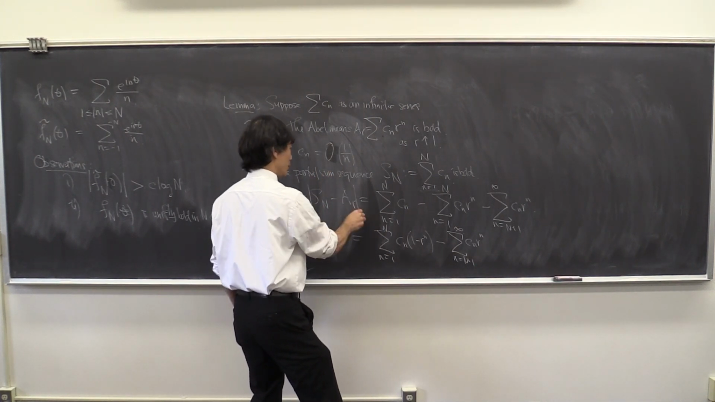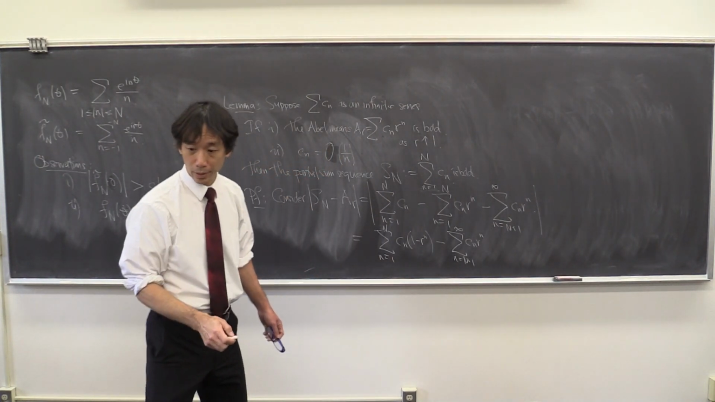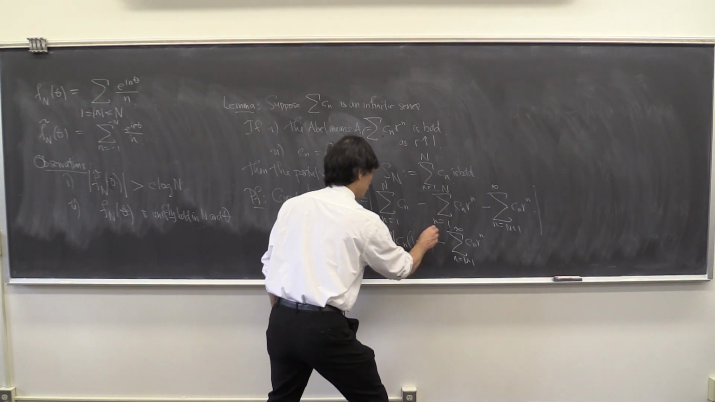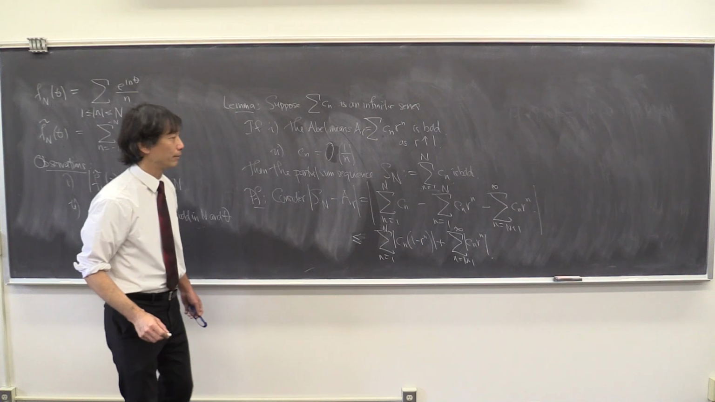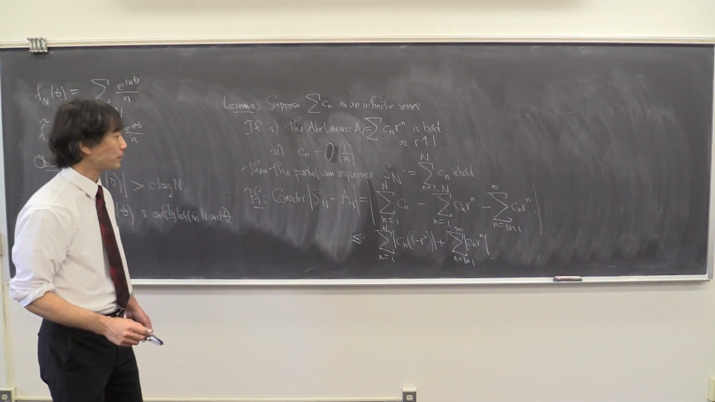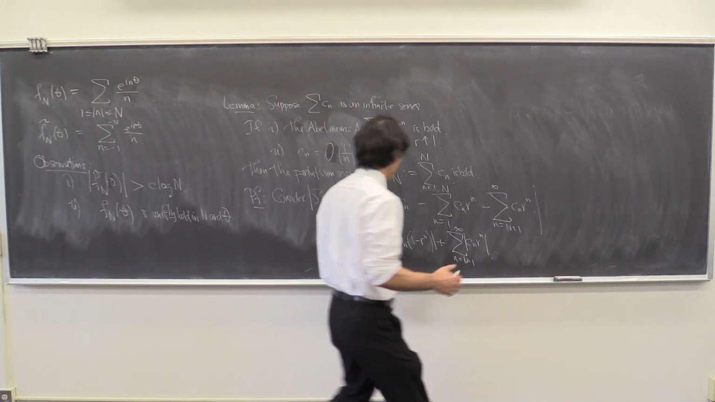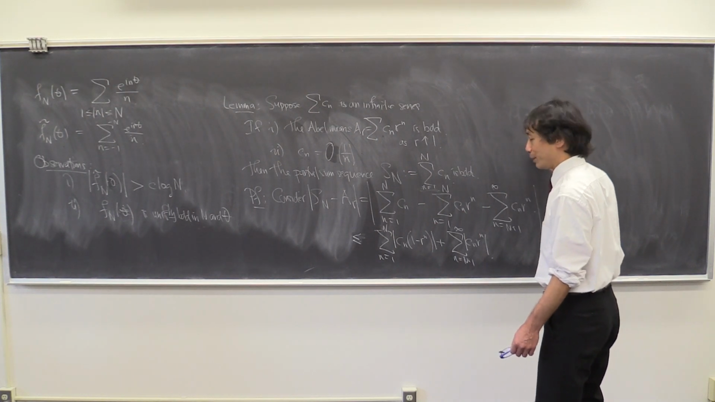And let me just put absolute values on everything. Right? We get that this thing is less than or equal to this plus this. Okay. So now we're going to do something very simple.